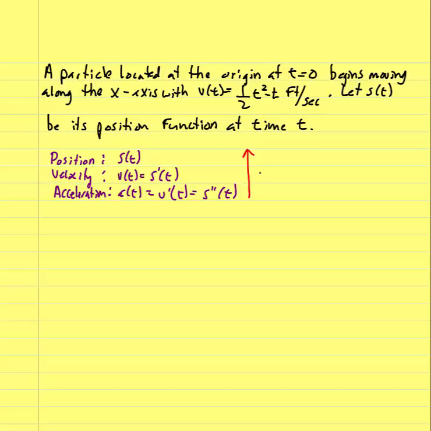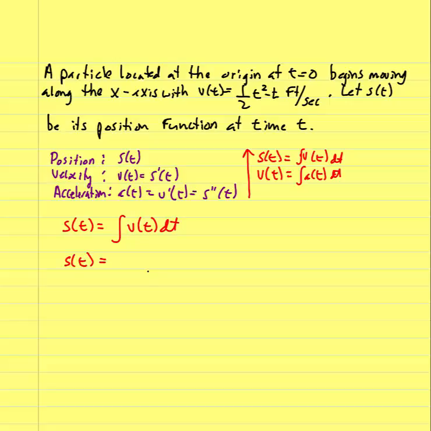So the way this works is the velocity function is equal to the integral of the acceleration function. I don't want an x there, I want a dt. And the position function is the integral of the velocity function. So I can take the derivative down, or I can work with antiderivatives on the way up. So s of t is equal to the integral of v of t dt. So to find s of t, I need to integrate 1/2 t squared minus t dt.